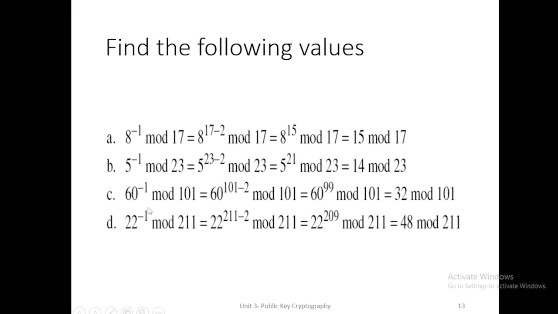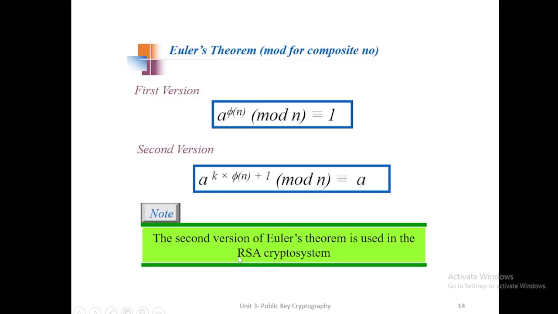Like that we can calculate the answers for 60 inverse and 22 inverse. I will give the answers; the discussion of the third and fourth one is up to you. Go through it and calculate whether these two answers are correct for the third and fourth problems. Let us discuss Euler's theorem in the next session. Thank you.